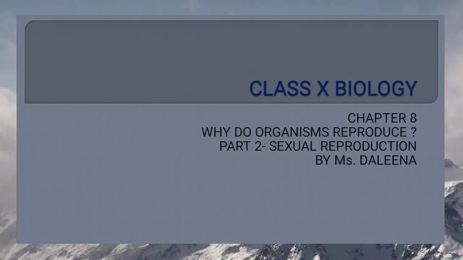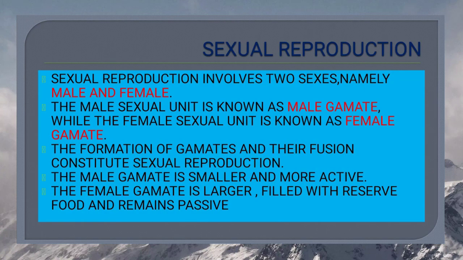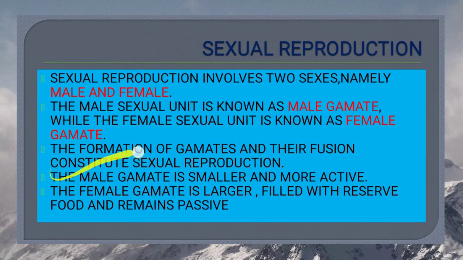Welcome back students to chapter 8, Why do organisms reproduce, part 2. In this video we are going to discuss sexual reproduction. Sexual reproduction involves two sexes, namely male and female. Male sexual unit is known as male gamete, while the female sexual unit is known as female gamete. The formation of gametes and their fusion constitutes sexual reproduction.